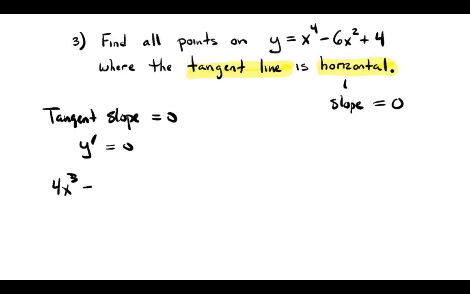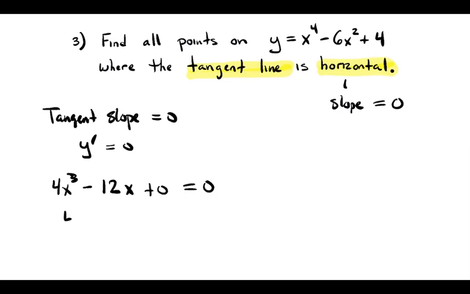Derivative, and then I'm going to subtract the derivative of 6x squared. You bring the 2 down and multiply it by the 6, you get a 12. So the derivative of 6x squared is 12x. The derivative of 4 is 0. So that's the equation we need to solve. 4x cubed minus 12x plus 0 is 0.